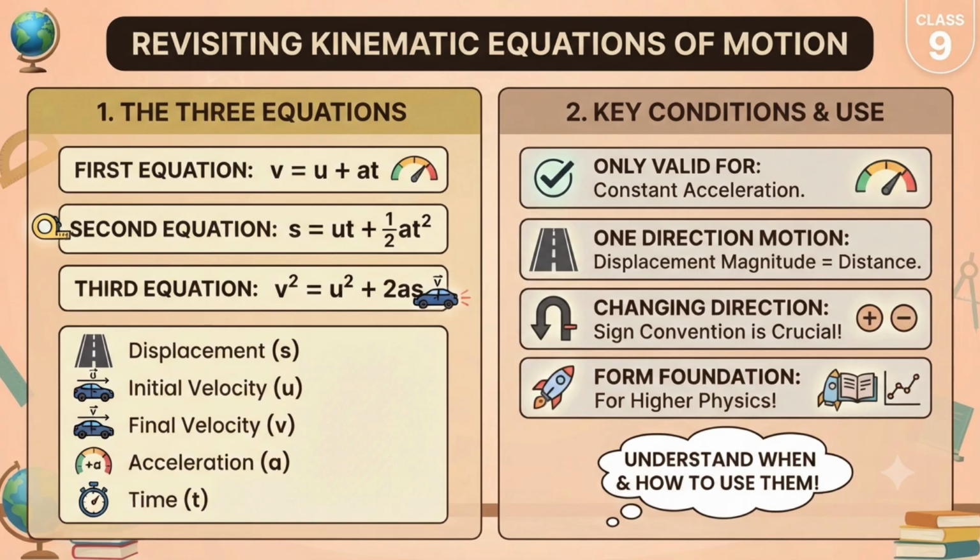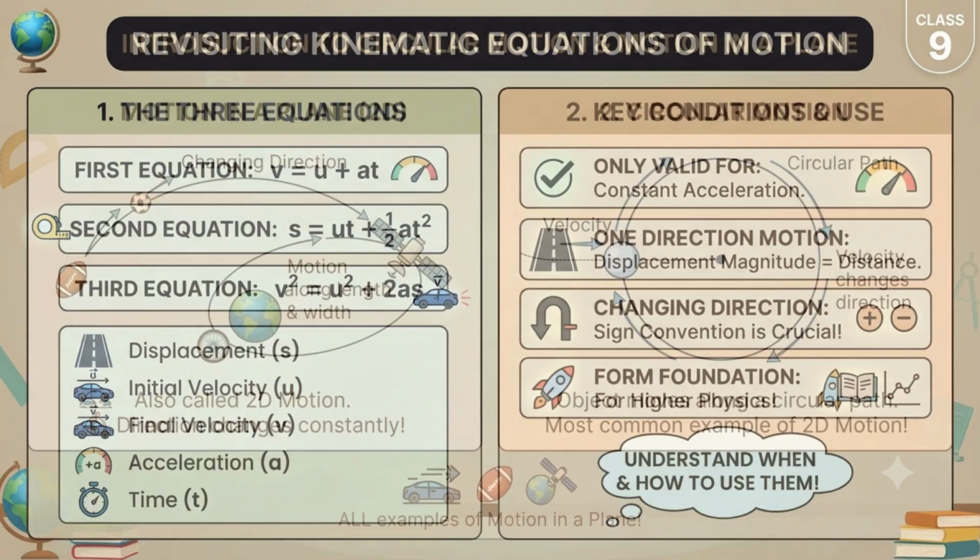One important point to remember is that these equations are valid only when the acceleration is constant. Also, if the object is moving only in one direction, then the distance traveled is equal to the magnitude of displacement, and the speed is equal to the magnitude of velocity. However, if the object changes its direction during motion, then the signs of displacement, velocity, and acceleration become very important because they indicate the direction of motion. These equations form the foundation of physics and will be used repeatedly in higher classes as well. So make sure you understand not only the formulas but also when and how to use them.